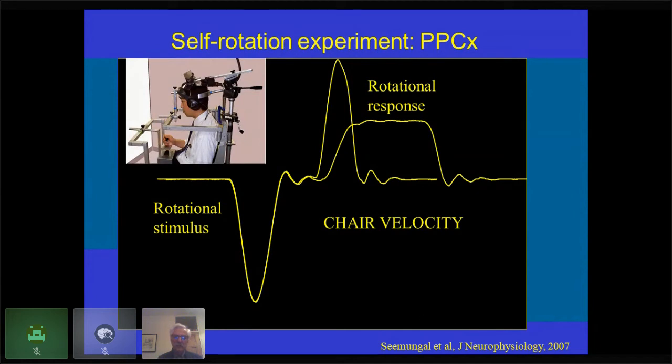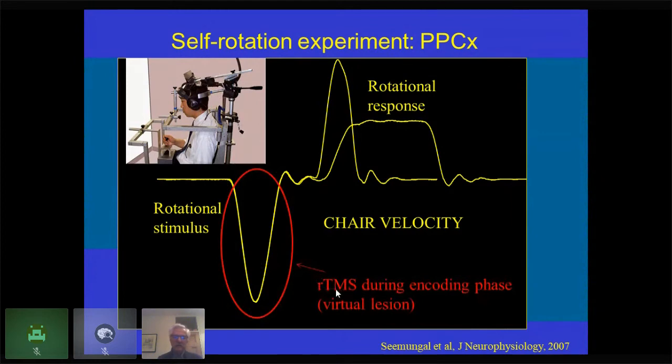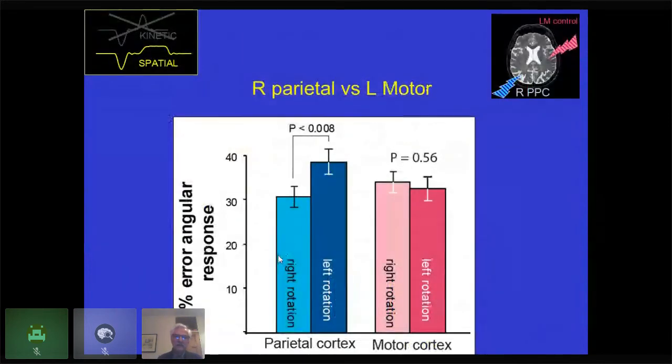What we did in this early experiment, with Barry Seemungal doing his PhD with us, was mount the TMS coil on the rotating chair, so that by giving repetitive TMS to the posterior parietal cortex we could hopefully disrupt the process of encoding of this spatial stimulus. And these are the responses during right posterior parietal cortex virtual lesion. We were able to disrupt rotations to the left, and the effect was more pronounced with right parietal lesions than with left parietal lesions.